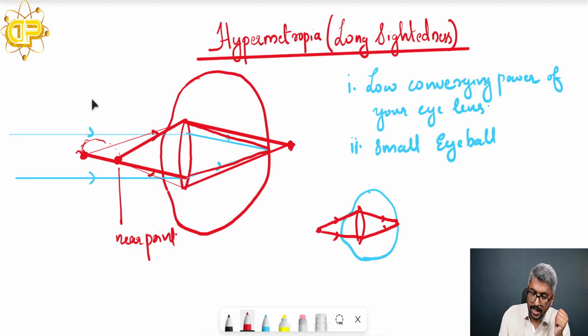There's no issue. But instead of this normal eyeball, if you have an eyeball which is smaller than the usual case, what happens? Here also, you can see that the image is formed at the back side, right? So there is an issue with the size of the eyeball. So these are the two reasons for hypermetropia. Now we'll see how to correct this hypermetropia.